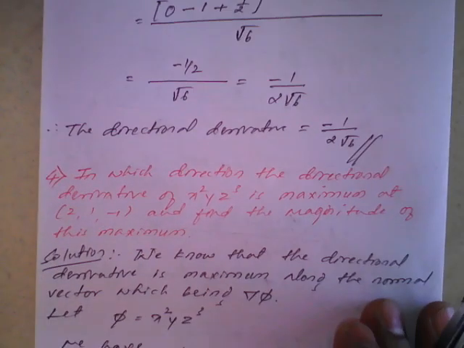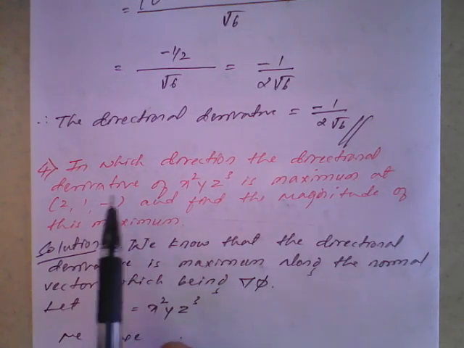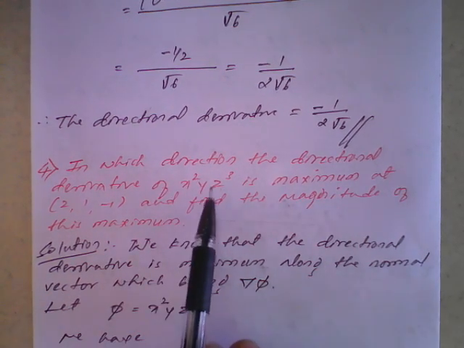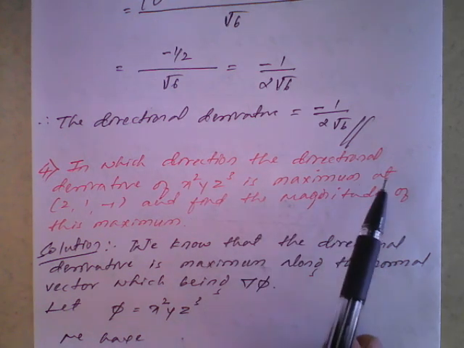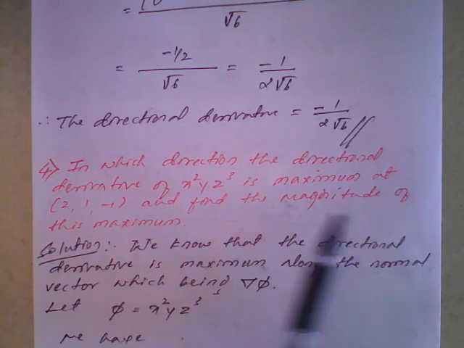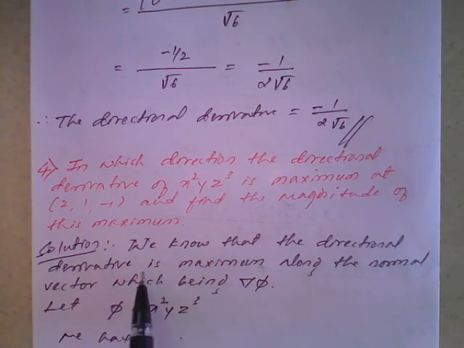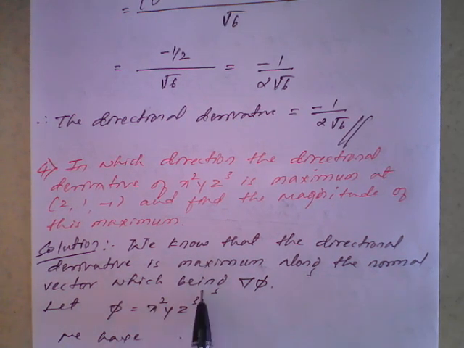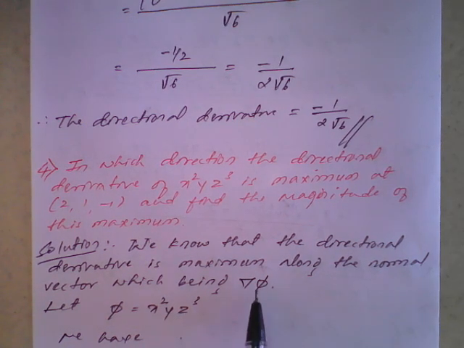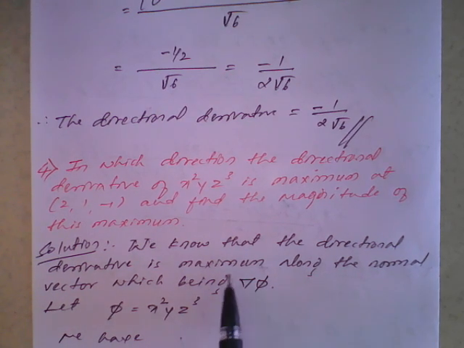One more example I want to take here. In which direction is the directional derivative of x square y z cube maximum at (2, 1, minus 1), and find the magnitude of this maximum. We know that the directional derivative is maximum along the normal vector, which is del phi. I have given this point already in the important points to be remembered. You can go and check.